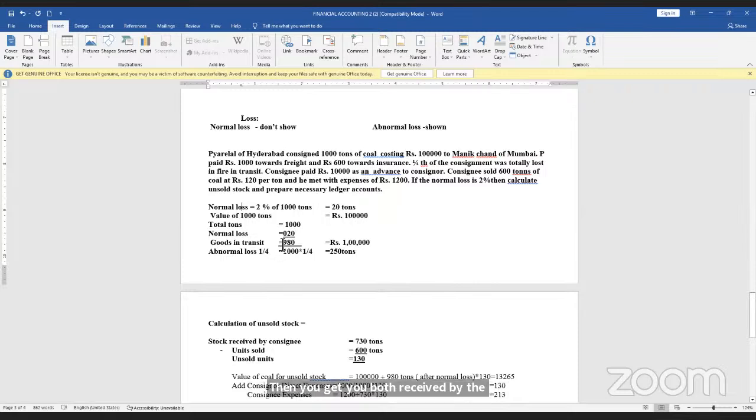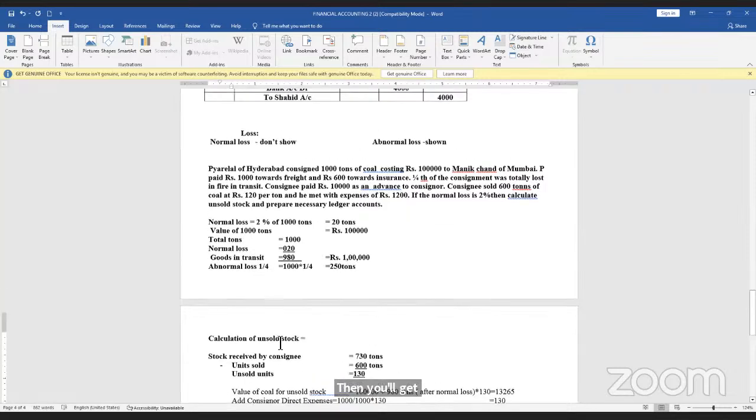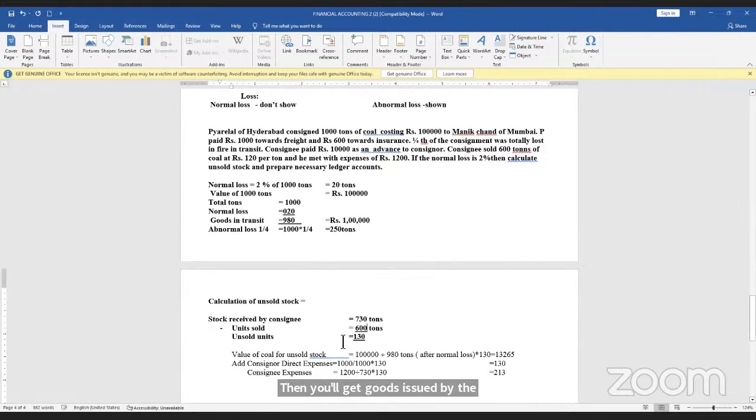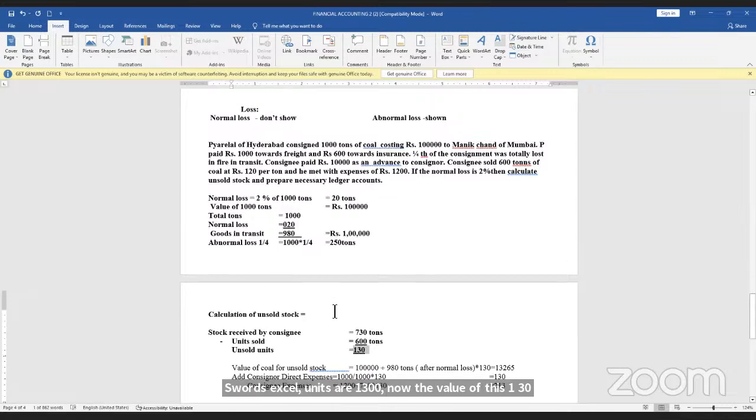But in this question, before receiving that, there was also abnormal loss. So how do you calculate it? After deducting the normal loss, from the remaining units you subtract the abnormal loss. Then you get goods received by the consignee. Units sold are 600. Unsold units are 130. Now you are supposed to calculate the value of these 130 unsold units.